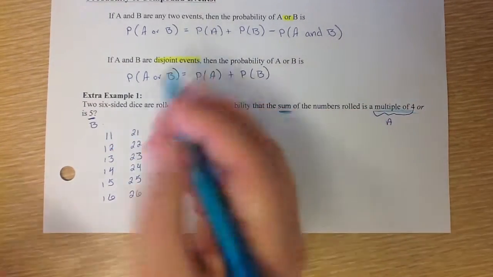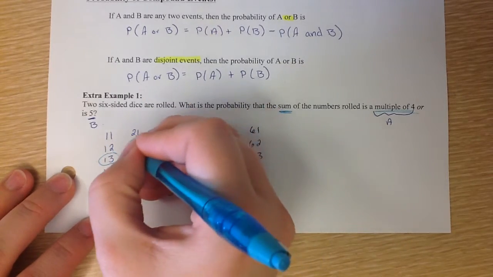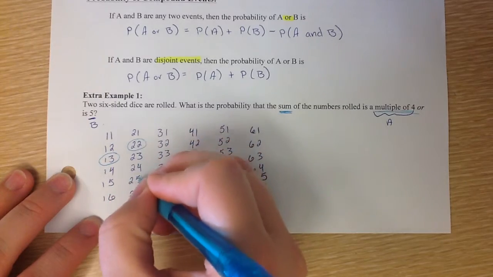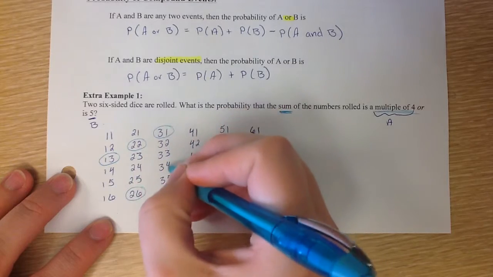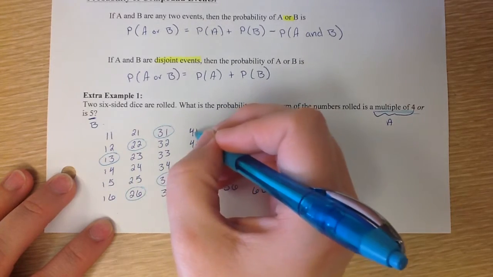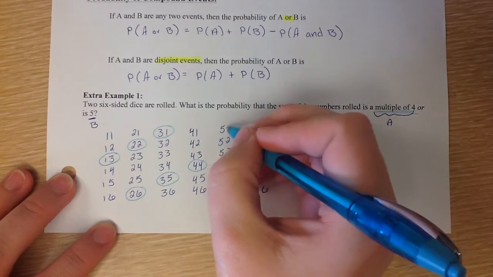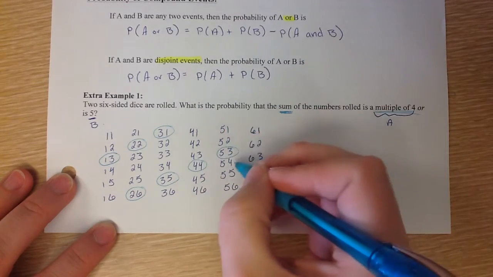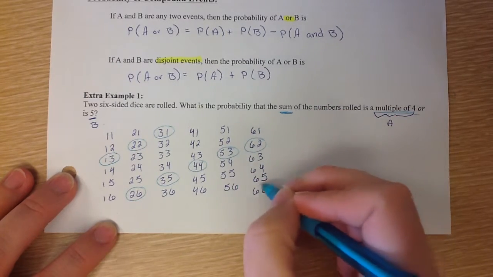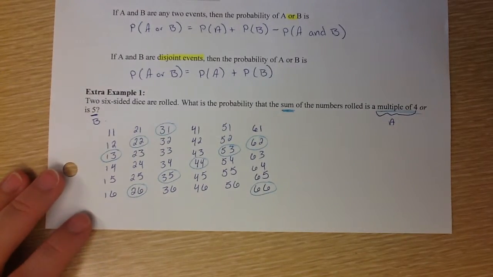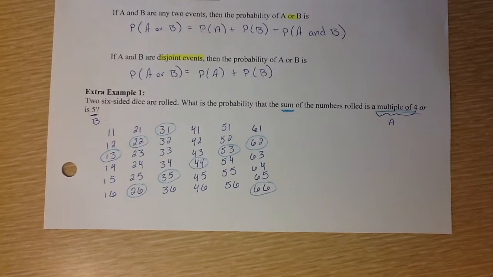That's 2, 3, oop, there's 4, 5, 6, 7. 3, 4, 5, 6, 7, 8, that's a multiple of 4. 4, 5, 6, 7, 8, 9. 5, 6, 7, 8, 9, 10. 6, 7, 8, 9, 10, 11. 7, 8, 9, 10, 11, 12. Oh, looks like we kind of have the diagonals here. So here in turquoise are the ones that fit event A.